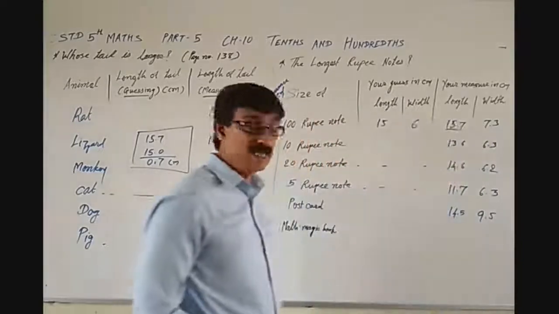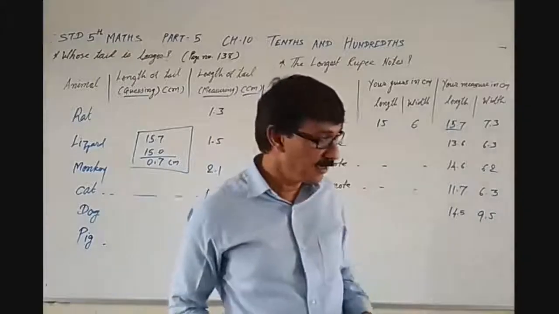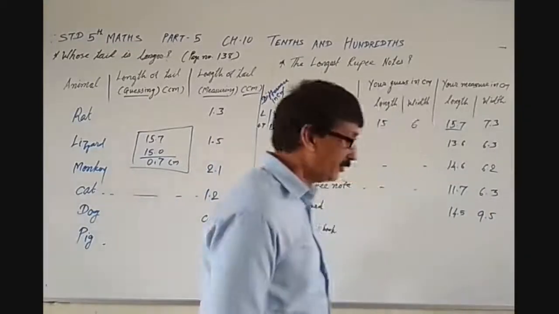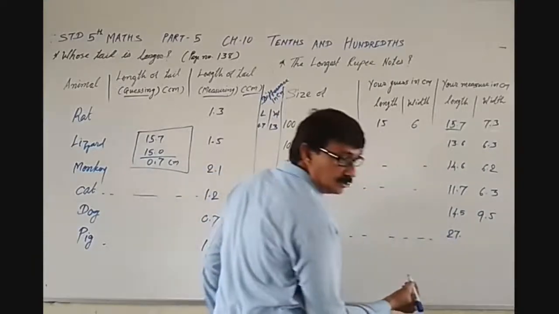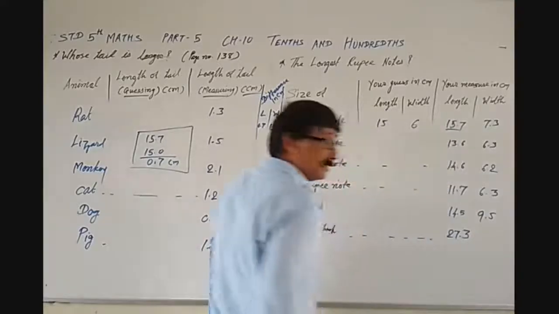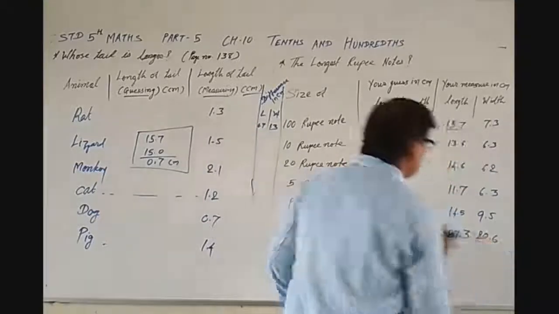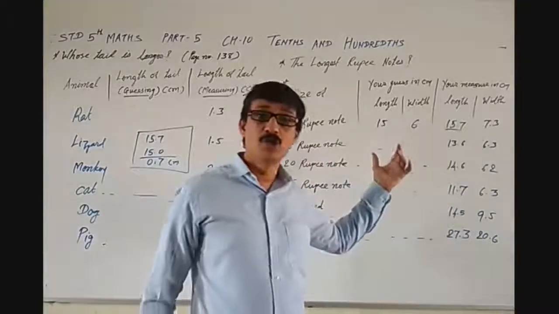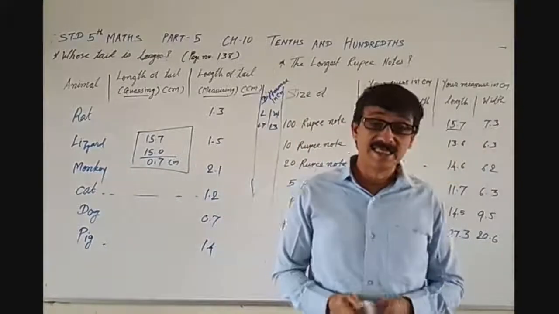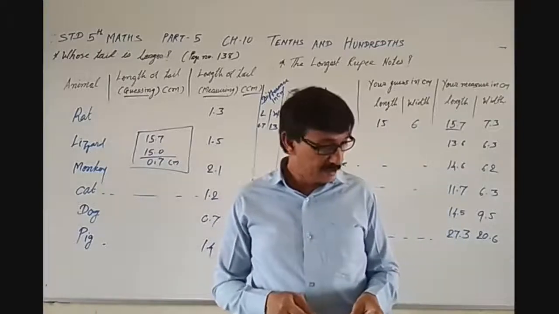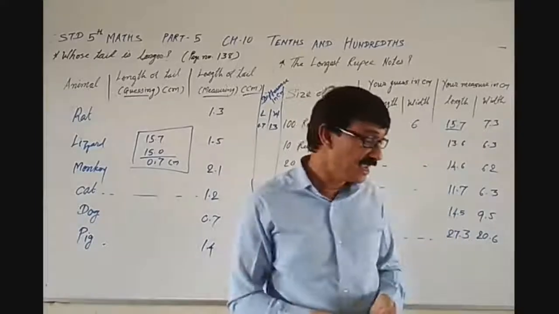Then the math magic book, that is also already with you. Okay, so the math magic book's length is 27.3 and the width of this book is 20.6. Okay, now compare with your guess and the original, then find out the difference. Like this we did this. Okay, in the next part once again we will go for the next one, that is at market.